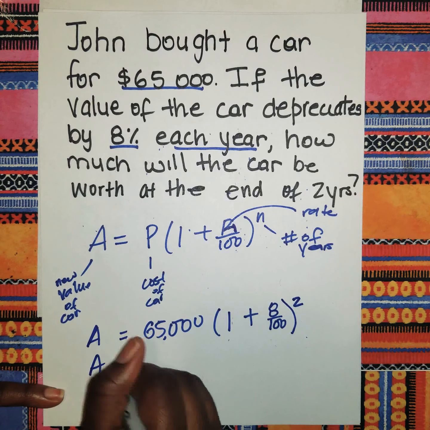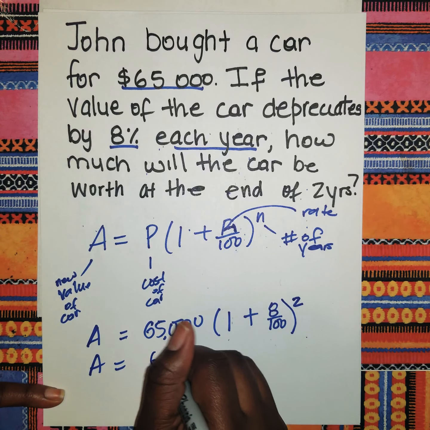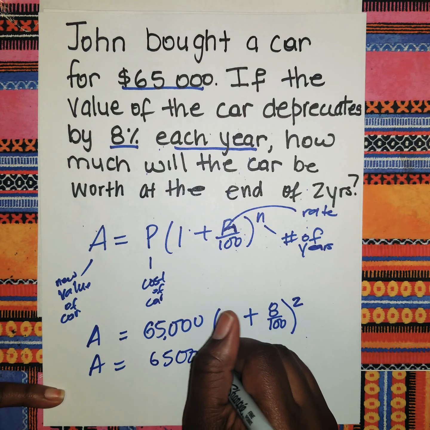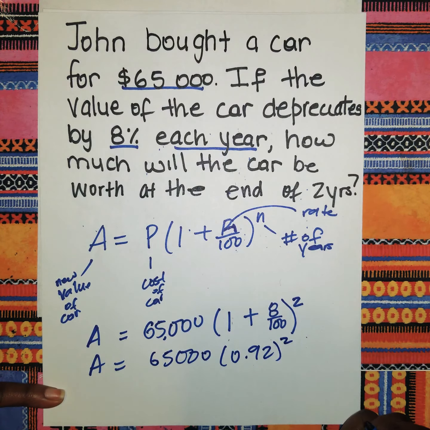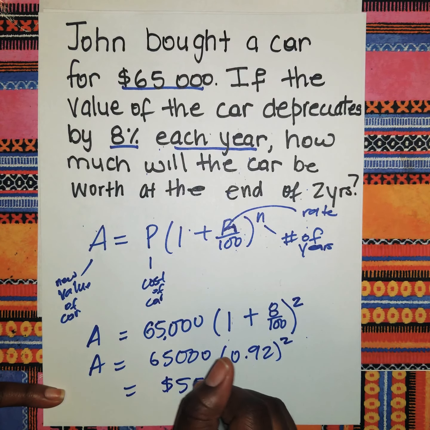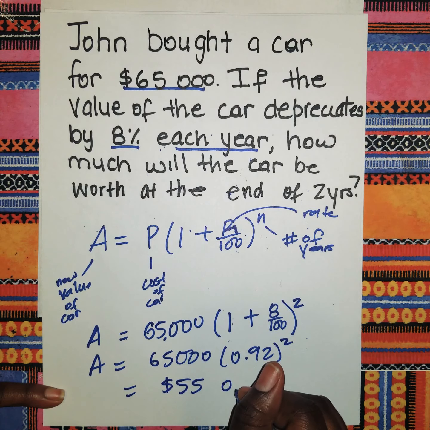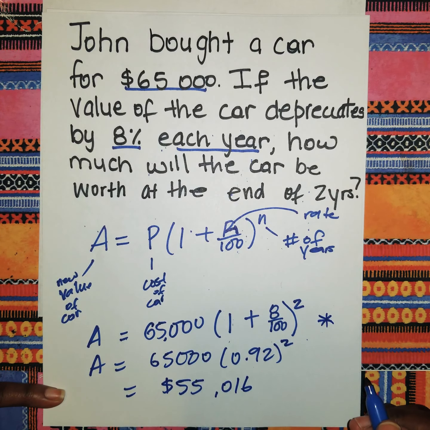All right, so the cost of the car after 2 years, using your calculator, since it's a paper 2 paper. If you don't want, you could say 65,000 times 0.92 to the second power is equal to $55,016. If you wanted, you could put this part here in your calculator, since it's a paper 2, to get your final answer.